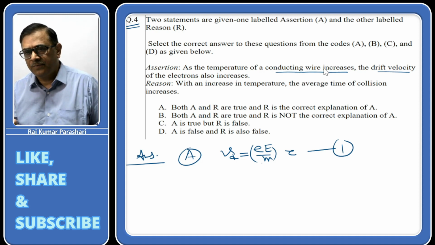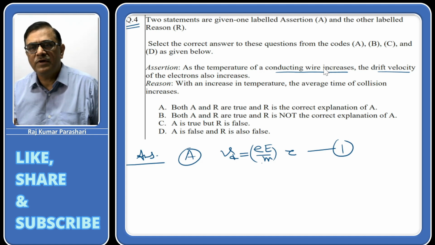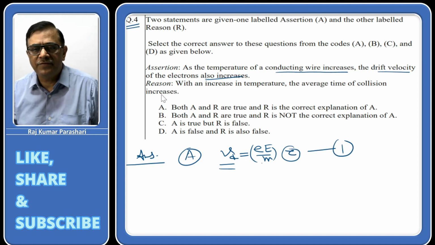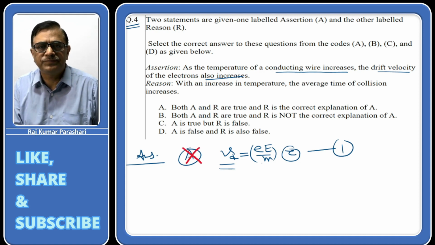In the process, the mean relaxation time between two collisions for the electron becomes smaller. Now, as this becomes smaller, and hence tau becomes smaller, the drift velocity should also become small. And that is why the assertion statement is incorrect. Now let's see the reason statement.